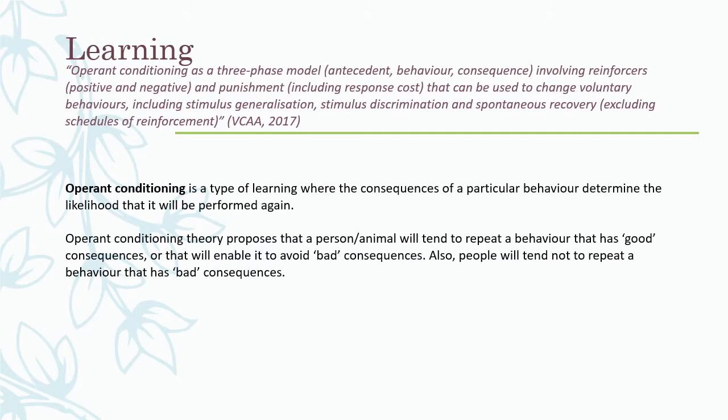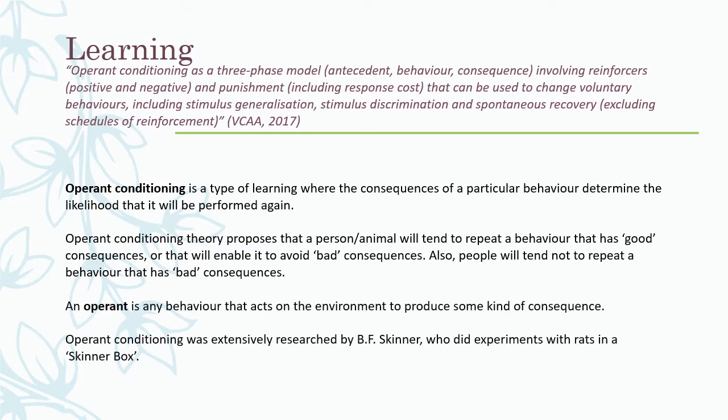So operant conditioning is a type of learning where the consequences of a particular behavior determine the likelihood that it will be performed again. So essentially we're trying to work out whether or not reinforcement or punishment will actually affect your behavior and whether or not you will do that again. So an operant is any behavior that acts on the environment to produce some kind of response. So essentially the operant is what behavior is actually conducted.